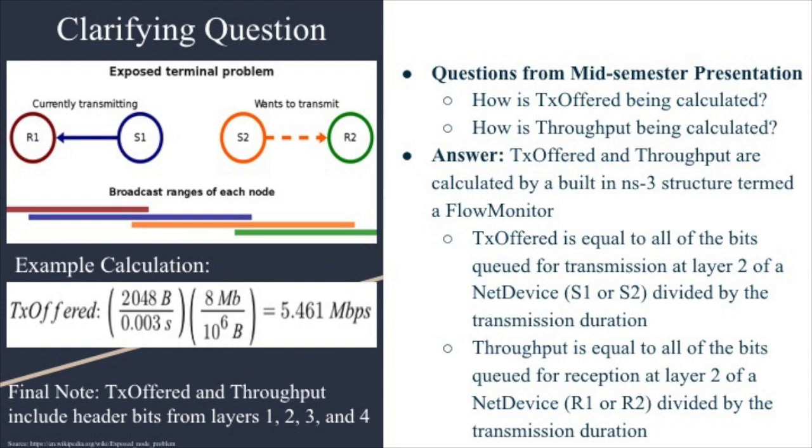So if something gets queued and never sent, then that packet will be incorporated into the TX offered calculation, but not the throughput calculation. And you can see in an example calculation, this isn't exactly the number that we reported previously, but this is because the TX offered calculation includes header bits from layers 1, 2, 3, and 4, whereas the bytes that we were specifying in our UDP packets were strictly for the UDP packet size and not the actual headers.